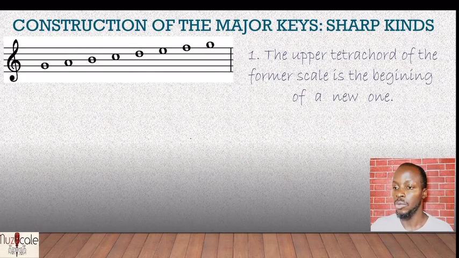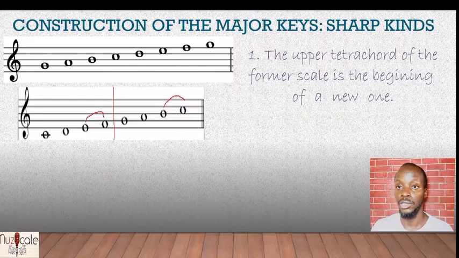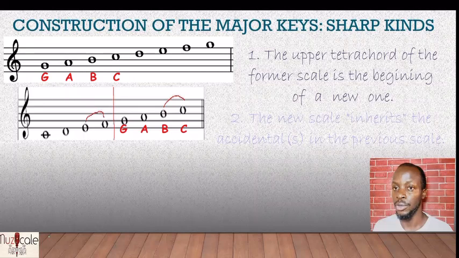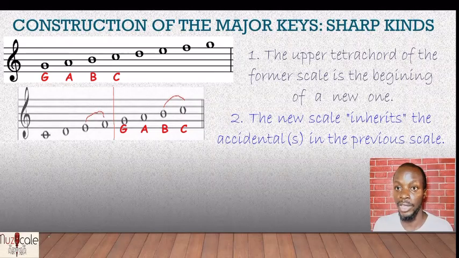Now, how will you construct the G major scale? Previously, in the construction of the C major scale, the upper tetrachord starts from G. So you have G, A, B, and C. That's the upper tetrachord, and this forms the lower tetrachord of G major. Remember, it's G major because the first note of the scale is G. Basically, you see that G major inherits all the features of C major. C doesn't have any accidental, so you see that that is happening here.